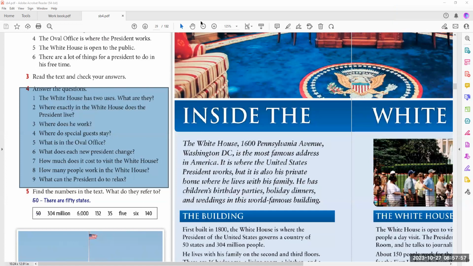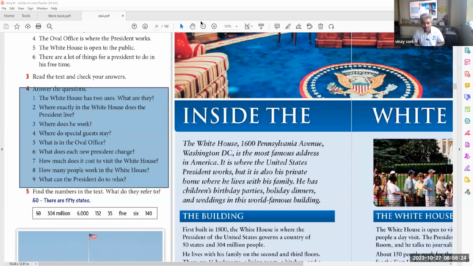Okay, next. How much does it cost to visit the White House? It doesn't cost anything. How much does it cost? It doesn't cost anything. It's free.